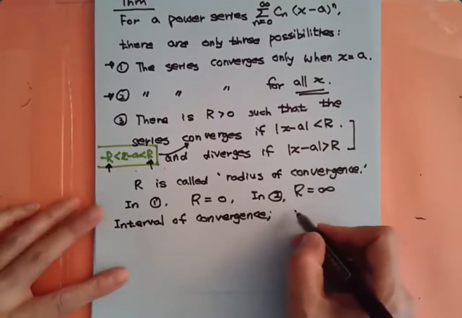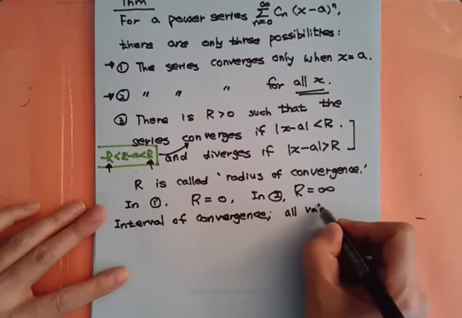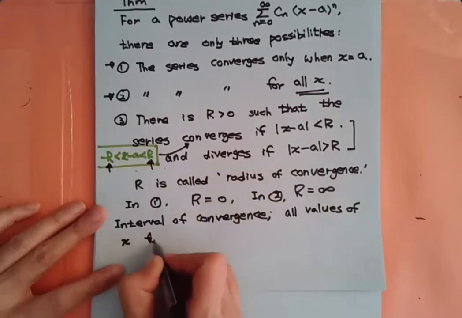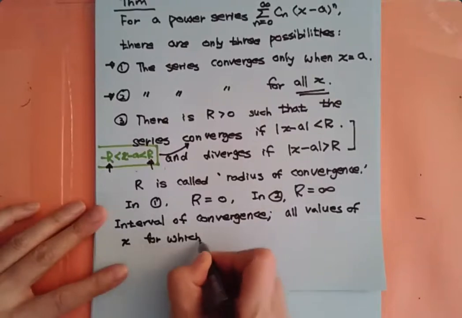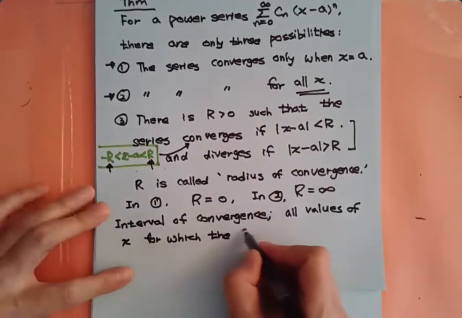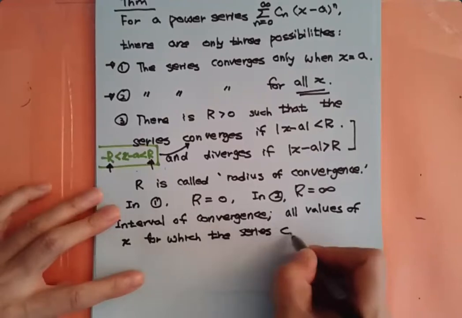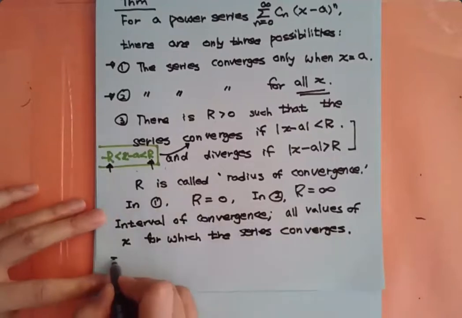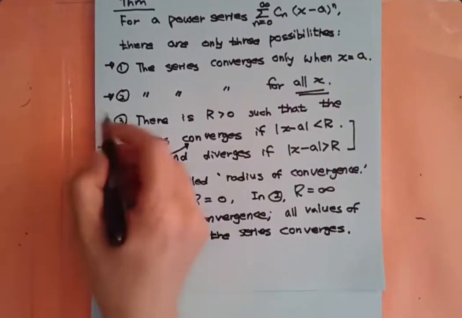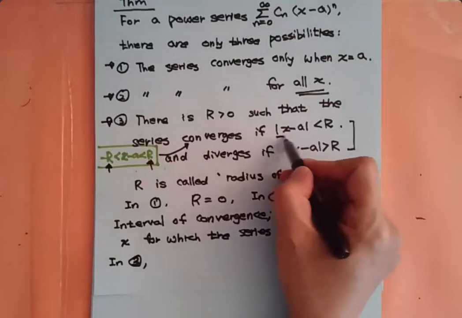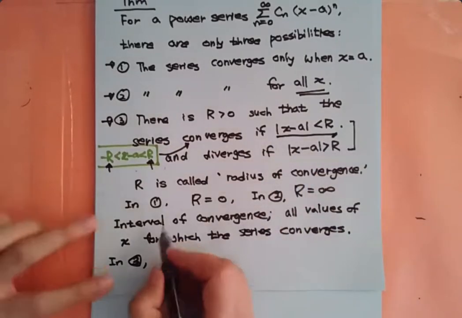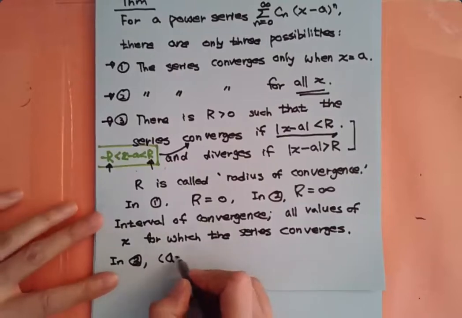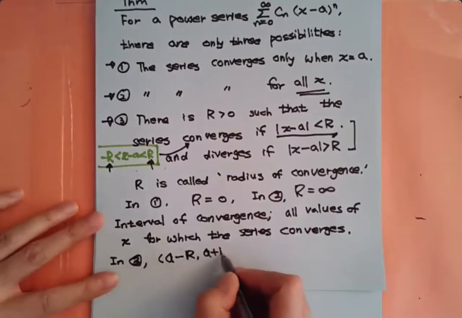So the interval of convergence is all values of x for which the series converges. In this case, if we have a specific interval, there are 4 cases. Those are an open parenthesis, a minus r and a plus r.